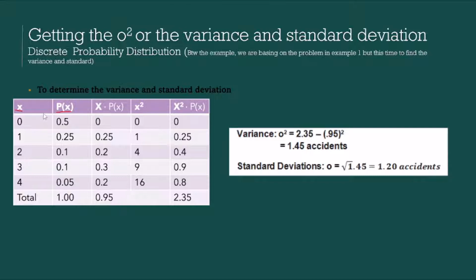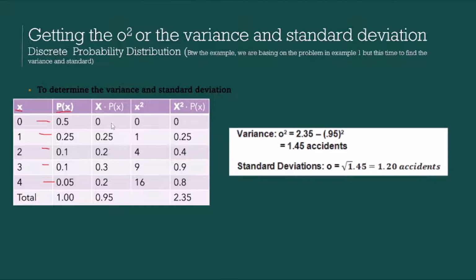Now once we multiply this x times P(x), the answer that we get will go over here. This is the answers we get. Then we're going to total it again. Here we don't need to total. Here we're going to square the answers we got here.